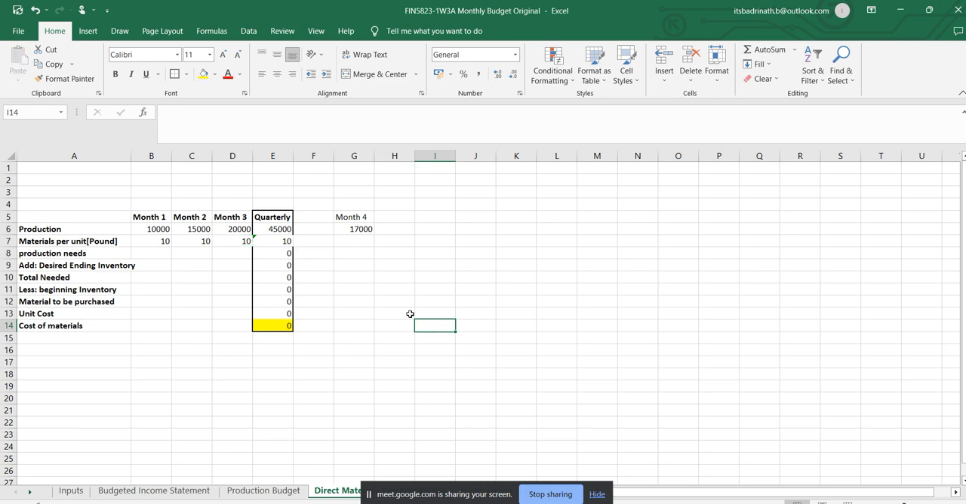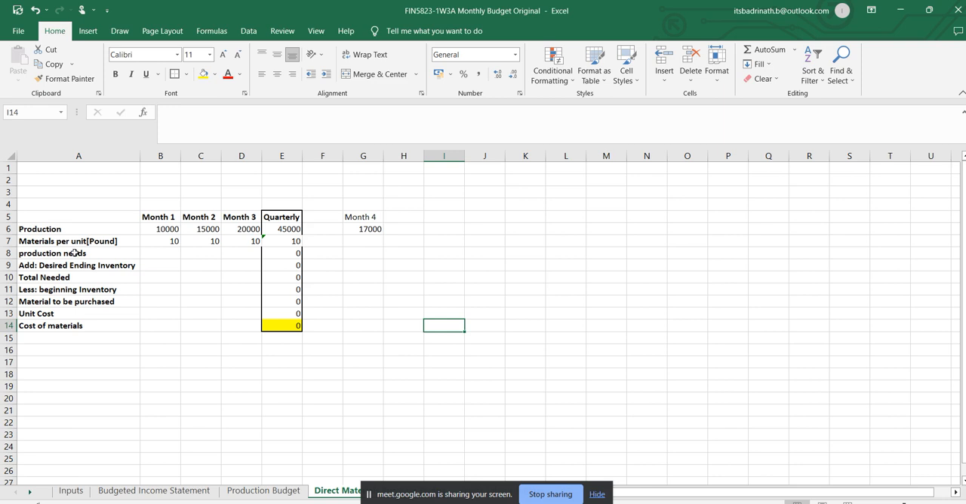Okay. Now, production needs: how much material is required by the production. Here, production means how much material. Maybe that's why I'm telling you, I randomly gave some names to them. So make sure you give better names. Compared to my work, I want you people to give better names to each. So here, material required is the total material required for production.